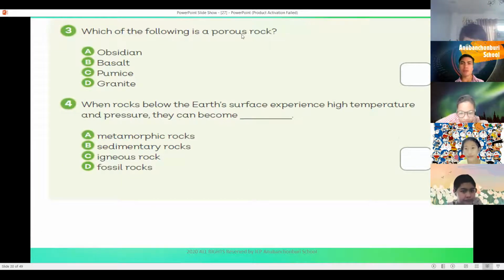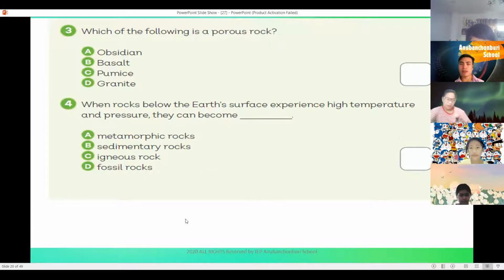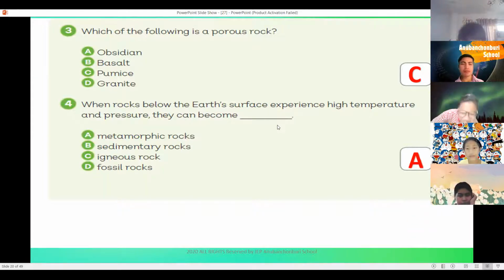Which of the following is a porous rock? Obsidian, basalt, pumice, or granite? Come on. Pamis, very good. Letter C. When rocks below the Earth's surface experience high temperature and pressure, they can become? Metamorphic rock. Metamorphic rock, very good.